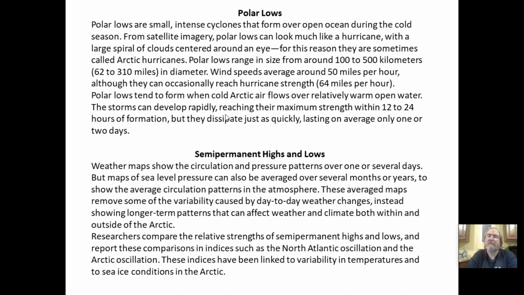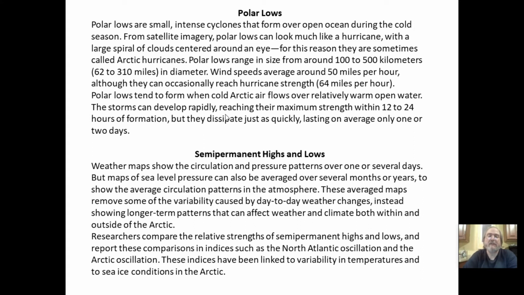Polar lows range in size from about 100 to 500 kilometers in diameter. Wind speeds average around 80 kilometers per hour, and can occasionally reach hurricane strength, 64 miles per hour, 72 miles per hour. That would be about 110, 120 kilometers per hour.